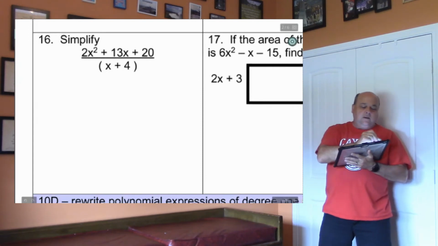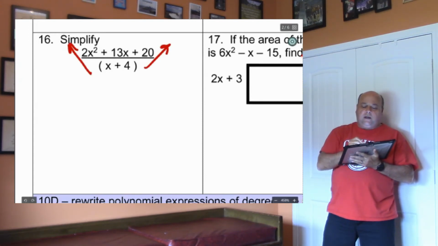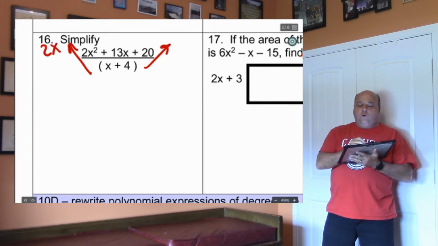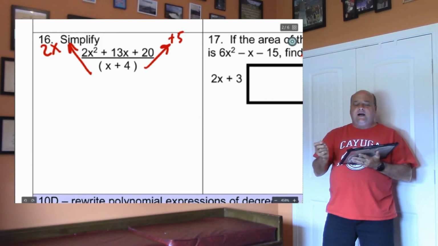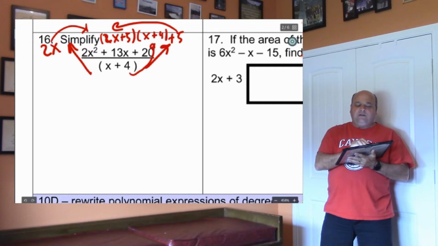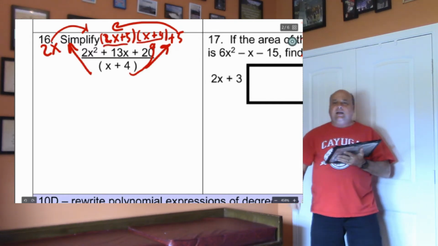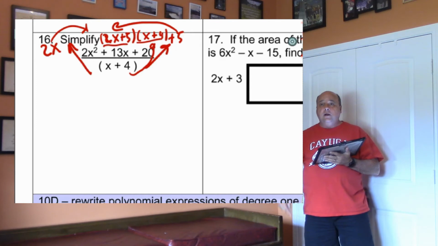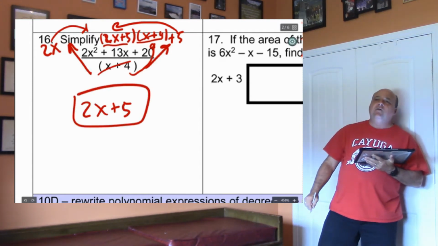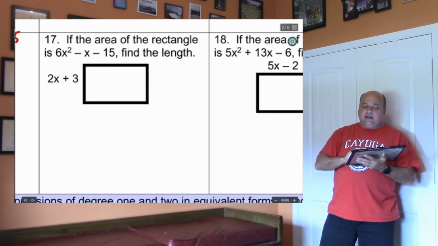Let's do the shortcut again. I'm going to go this way and this way. So x times what is 2x squared? It's going to be 2x, right? 4 times what is 20? It's going to be positive 5. So this is going to form one of my factors. It's going to be 2x plus 5. This factor also goes to the top. Guess what happens if I multiply this times this? I get the 2x squared plus 13x plus 20. Those are the factors. The x plus 4 cancels out. All that's left is 2x plus 5. Piece of cake.